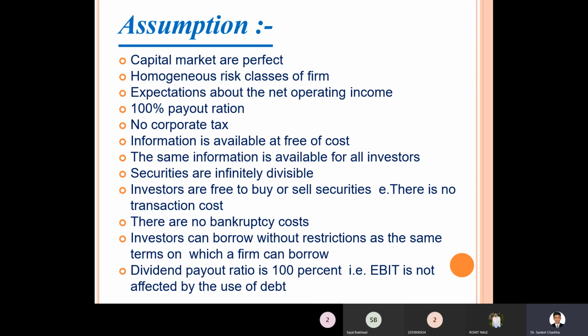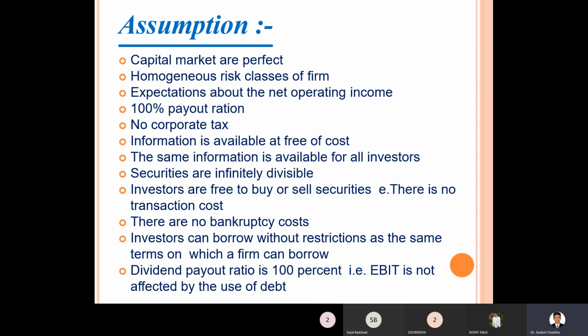Now here, it is taking into consideration two perspectives: the presence of corporate tax and the absence of corporate taxes. The next assumption is that information is available free of cost. So whatever information you need, whatever analysis you want to make, is done free of cost, and there is no additional cost incurred by the firm for valuation purposes.